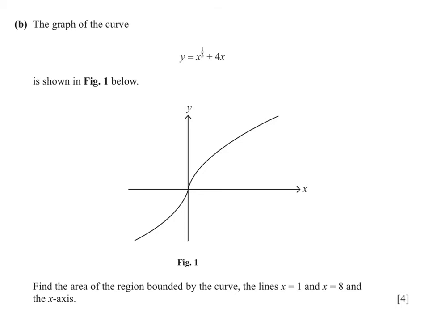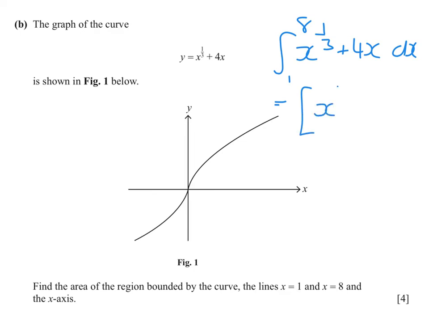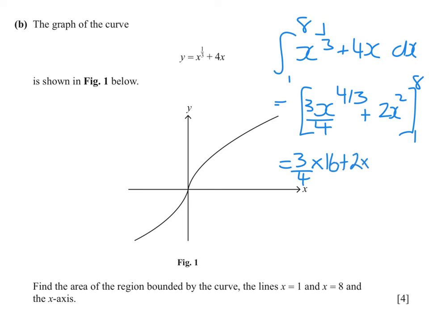To work out this area, we're going to integrate from 1 to 8, x to the power 1/3 plus 4x. If we add 1 to the power, we get 4/3, and divide by the new power is the same as multiplying by 3/4. X integrates to give 1/2 x squared, so this gives us 2x squared from 1 to 8. Substituting in the values, we have 3/4 times 8 to the power 4/3, so that is times 16, plus 2 times 64 minus 3/4 minus 2.